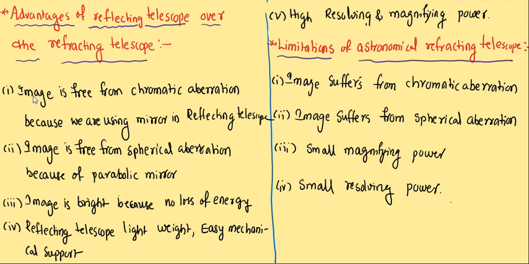Why? First one, in the reflecting telescope, the image is formed without chromatic aberration. Chromatic aberration means it is a defect in the formation of the image. It is a color defect. And the image formed by the reflecting telescope is free from chromatic aberration, free from spherical aberration, and the image is more bright. And the reflecting telescope is lightweight with easy mechanical support. These are all the advantages of the reflecting telescope. And now, what are the limitations? And one more advantage: high resolving and magnifying power.